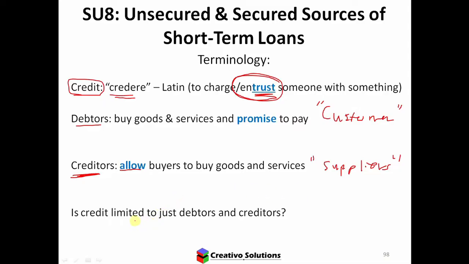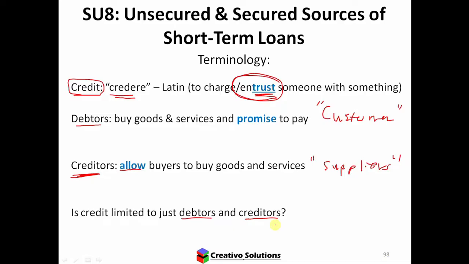Is there a limit? In other words, is credit limited to debtors and creditors? Do you only have debtors and creditors? I'm not sure. No, you don't. You have others as well. There are a lot of different forms of credit: revolving credit agreements, lines of credit. Those are all different options.